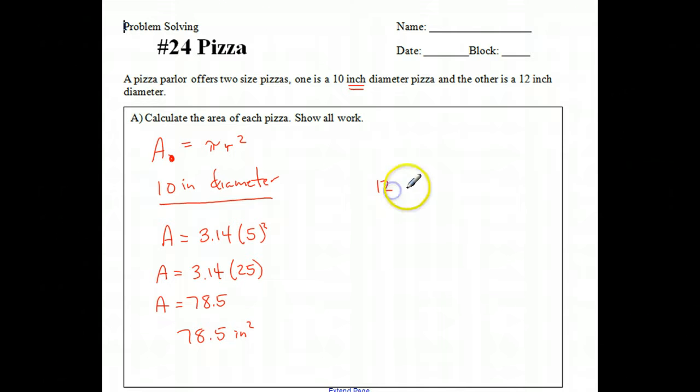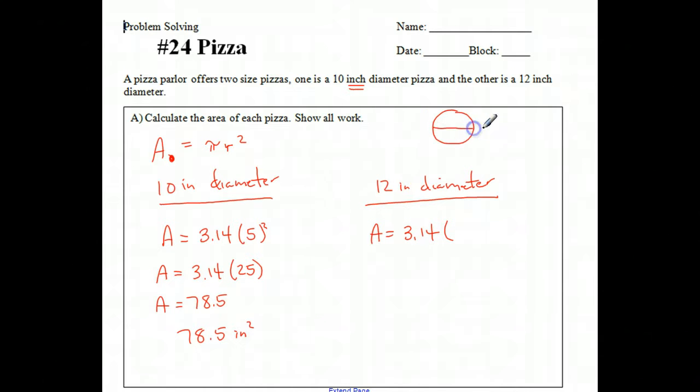The other pizza they're asking us about is the 12-inch diameter. The area for that, I'm going to use the same formula. Only in this problem, my radius is not 5, my radius is 6. Remember, in a circle, the diameter goes all the way across a circle, but through the center, and a radius goes halfway. So if the diameter is 12, the radius would be half of that, or 6.